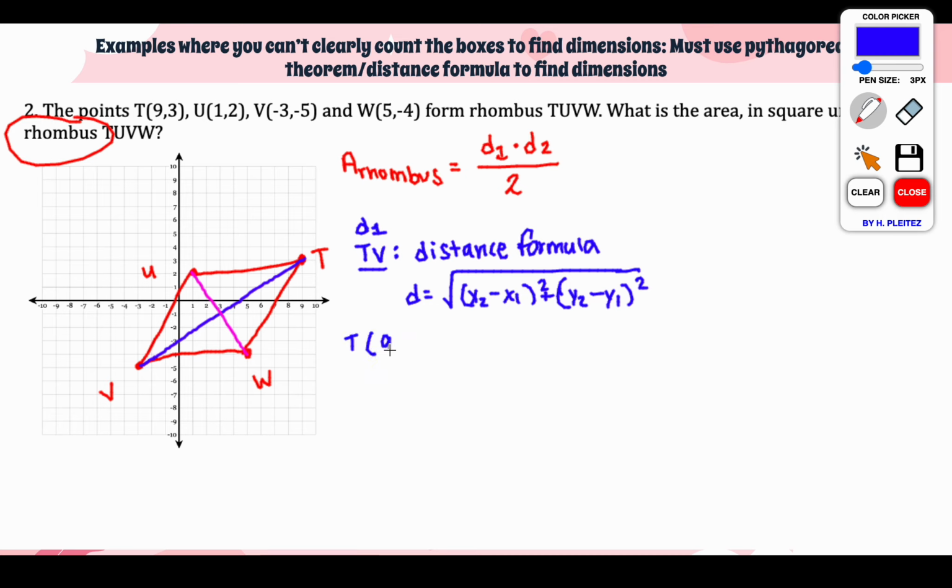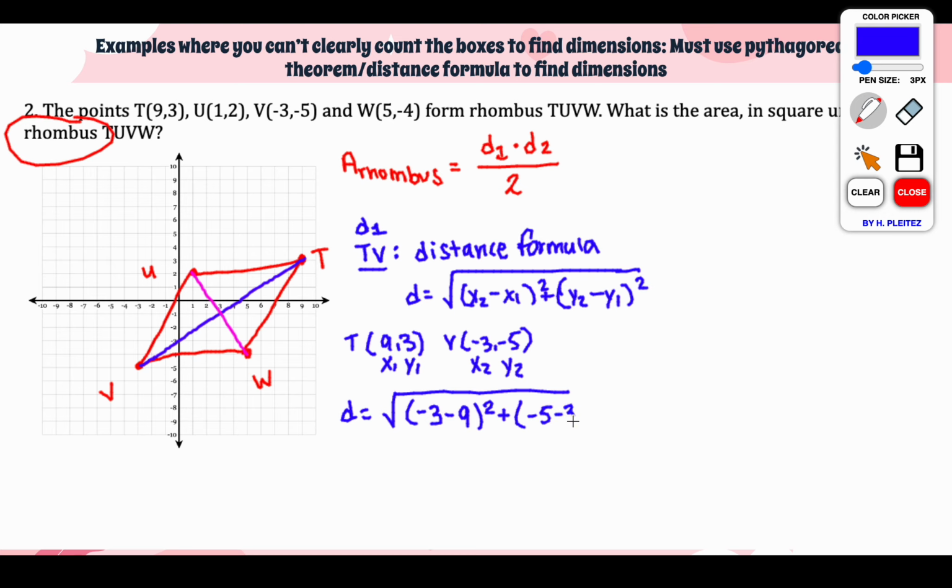So T is (9, 3). V is (-3, -5). And then we can label, and then we can just substitute. So d equals the square root of, we have x2 is -3 minus our x1, which is 9, squared, plus our y2 value, which is -5, minus our y1 value, which is 3, and we are squaring that. Now again, I like to simplify my parentheses before I square anything. So -3 minus 9 is -12 squared, plus -5 minus 3 is -8 squared.